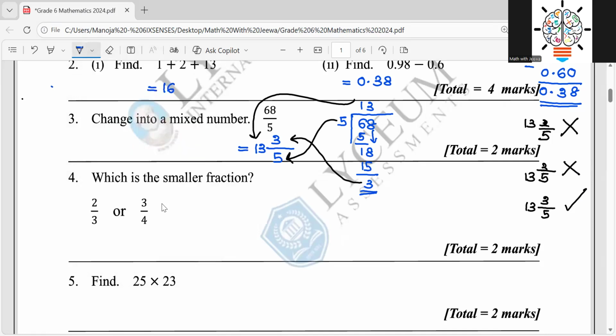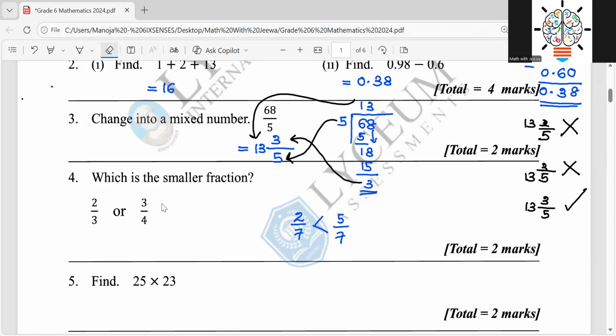So then the next question, which is the smaller fraction. Children, when I ask 2 over 7 and 5 over 7, you know which is the smaller one. 2 over 7 is the smaller and 5 over 7 is the larger. You can easily say because you have the same denominator, you just look at the numerator, and looking at the numerator value, you decide which is smaller and which is larger.